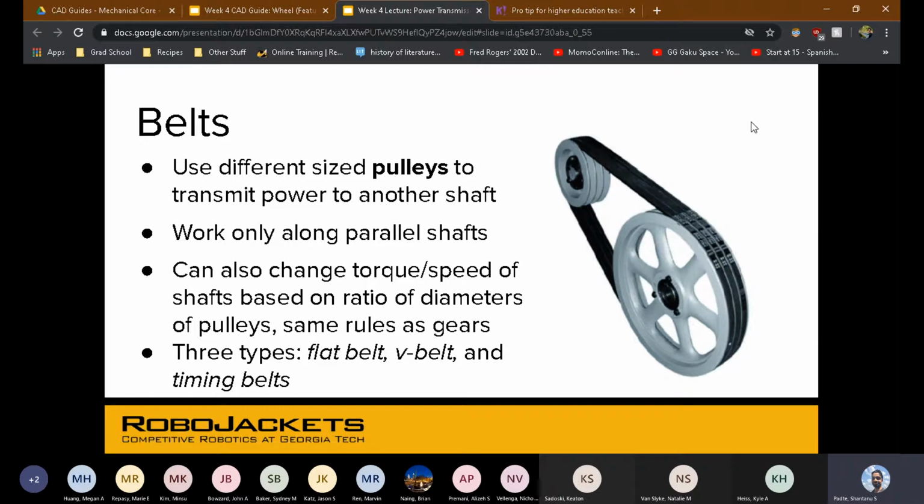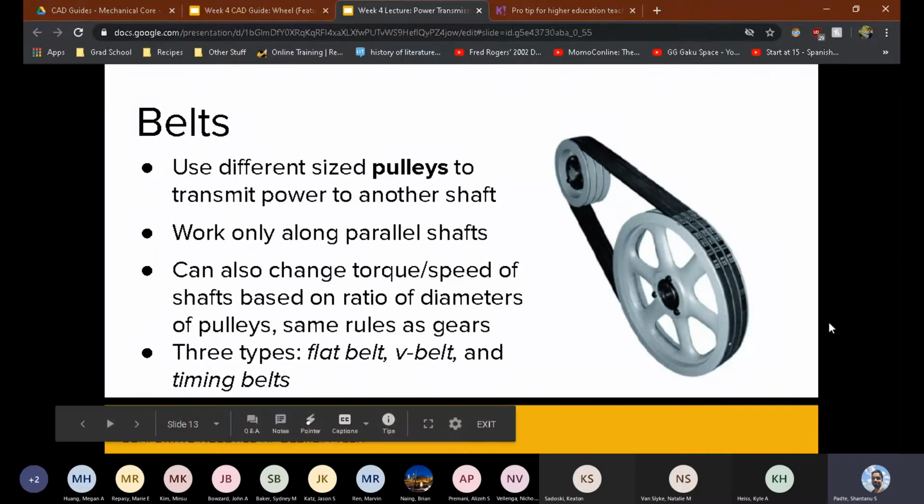Okay, moving on. Belts. Belts are generally used with pulleys like these, and you can use them to transmit power to another shaft, similar to gears, but they only work along parallel shafts. Now you can't attach belts perpendicularly. So again, similar to gears, you can change the torque and speed as you want. The same ratio rules apply, and we have 3 different kinds of belts: a flat belt, V-belt, and a timing belt.